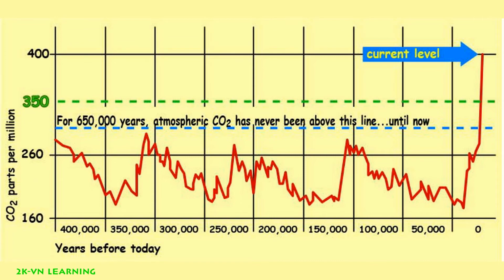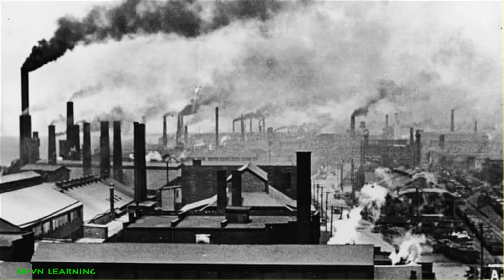For 650,000 years, atmospheric CO2 has never been above maybe 300 ppm. But until 100 years ago, the carbon dioxide began to shoot straight up into the sky, and right now it is 411 ppm. Carbon dioxide levels have shot up since the beginning of the industrial age.